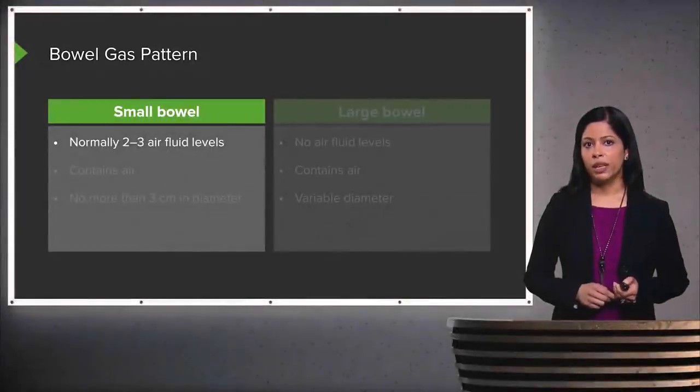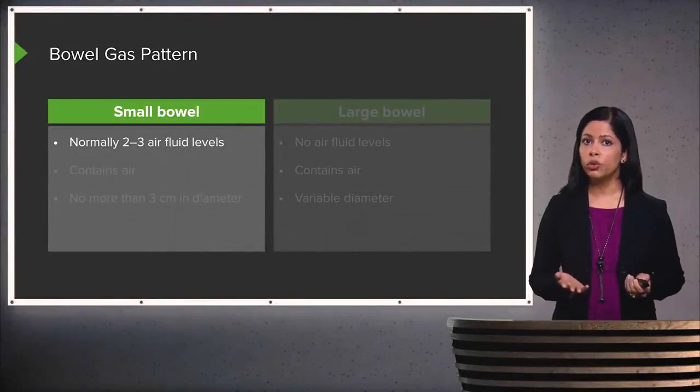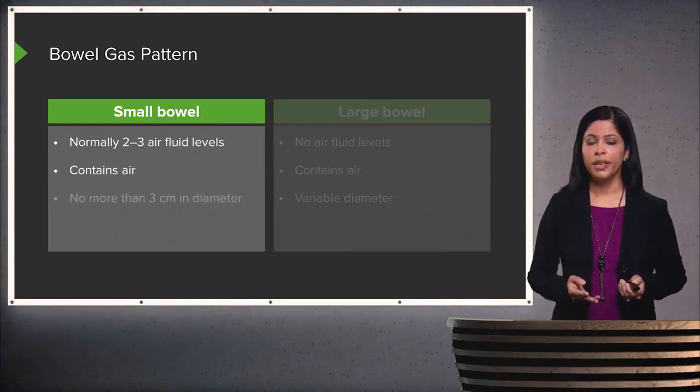So how do you assess bowel gas pattern? A normal bowel gas pattern in the small bowel usually has about 2 or 3 air fluid levels. It's normal to see air within the small bowel, and usually the bowel is not more than about 3 centimeters in diameter.